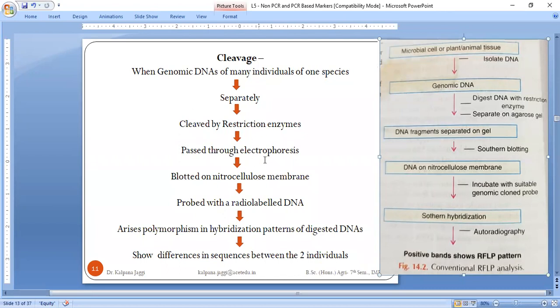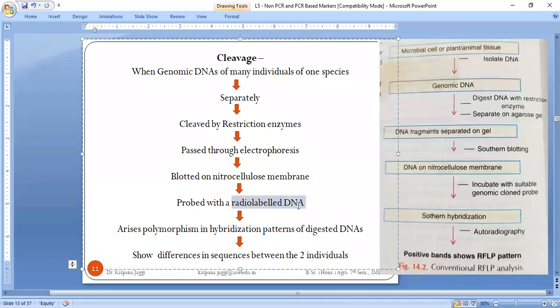Then when passed on to the electrophoresis and when the gel is placed onto the nitrocellulose membrane, we call it a southern blotting. Onto the southern blotting, now we want to recognize the DNA. So the DNA is probed, hybridized with radio-labeled DNA. The sequence of this radio-labeled DNA is clear to us. Wherever there occurs attachment of this radio-labeled DNA, because we knew the sequence, the complementary sequence, wherever it goes for binding, can be analyzed.